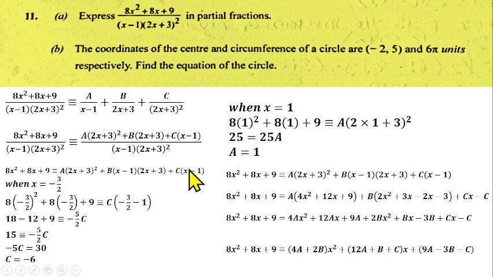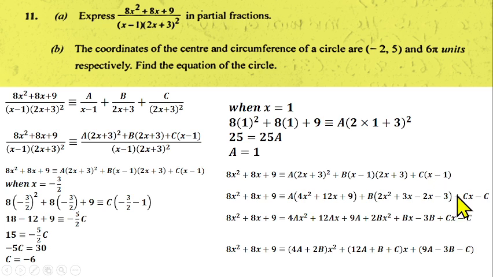We need to expand the brackets. We can expand this. So expand (2x + 3) squared. That means you have 4x squared plus 12x plus 9. Open this bracket as well, and that means you have 2x squared plus 3x minus 2x plus 3 minus 3.